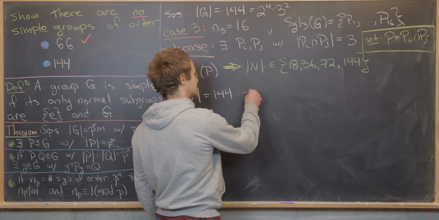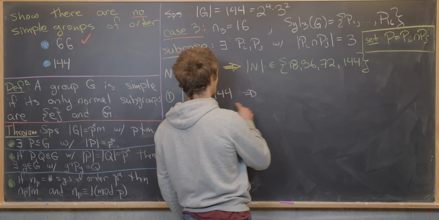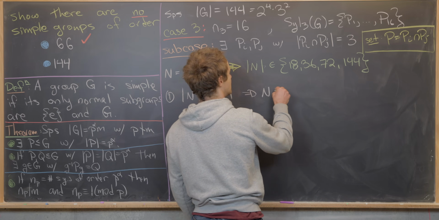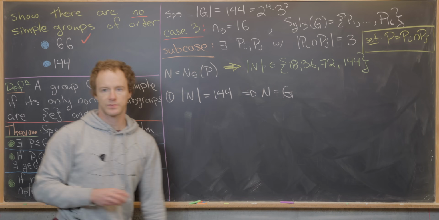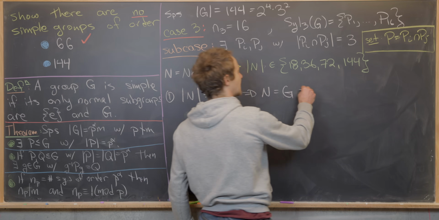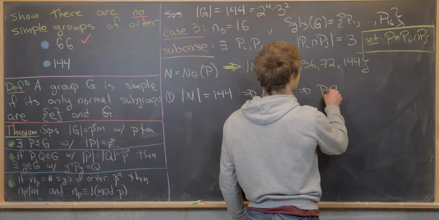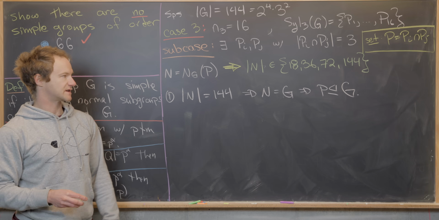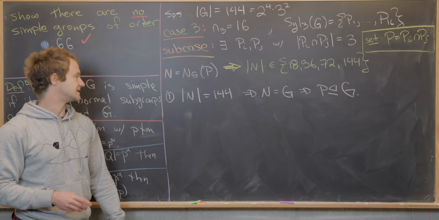But that tells us that the size of the normalizer is the same as the size of the group. In other words, the normalizer is equal to the group. But the normalizer being equal to the group tells us that our original subgroup was in fact normal. So we found a normal subgroup of G, so G cannot be simple.